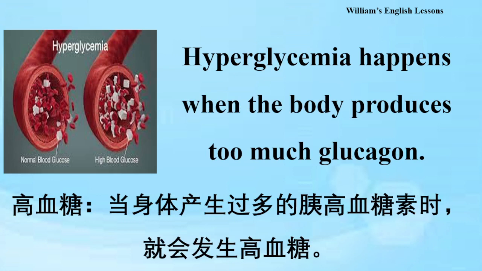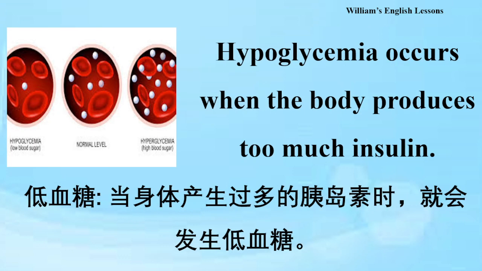When the body produces too much glucagon, which raises blood sugar, hyperglycemia occurs. Now this is normal blood sugar, which is called glucose. The red are the blood cells, and the white is the glucose. On the right here, we see an increase in the number of white hexagons, which indicates a high blood glucose. When the body produces too much insulin, it creates a situation of low blood sugar or hypoglycemia.